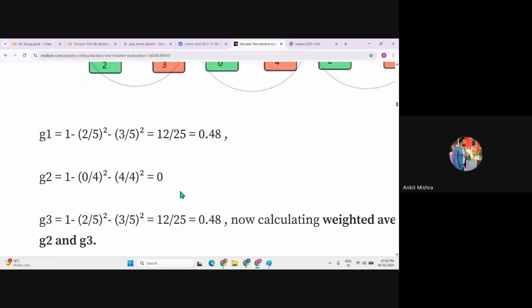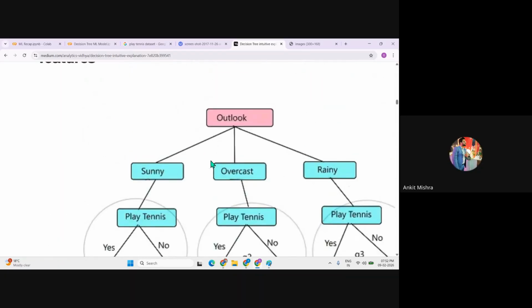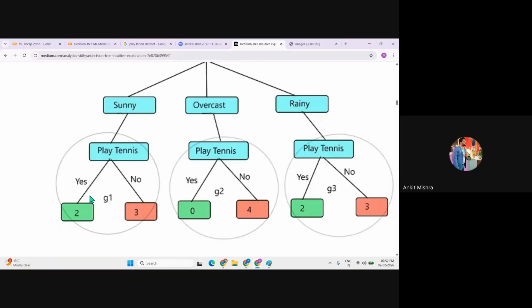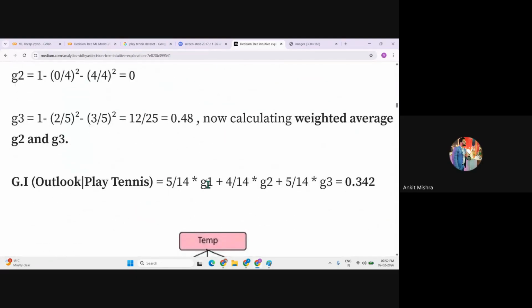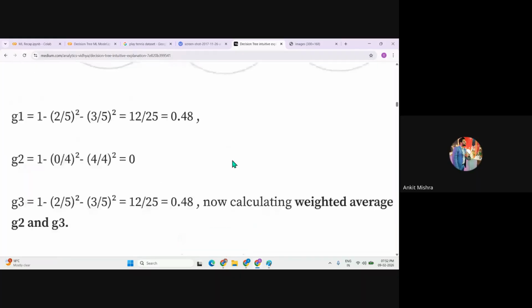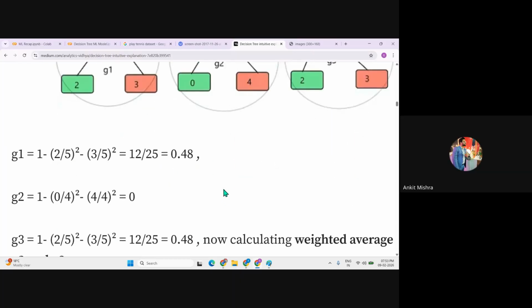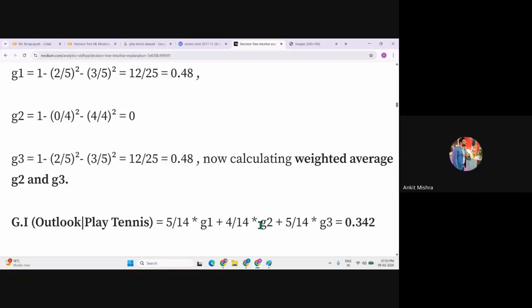Now we know that if we want to calculate the Gini index of this complete outlook to play tennis, we have to multiply G1 with its probability value, G2 with its probability value, and G3 with its probability value. Out of 14 data sets, G1 only classifies 5, so it's G1 multiplied by 5 by 14. In group 2, we are only classifying 4 data sets, so it's G2 multiplied by 4 by 14.